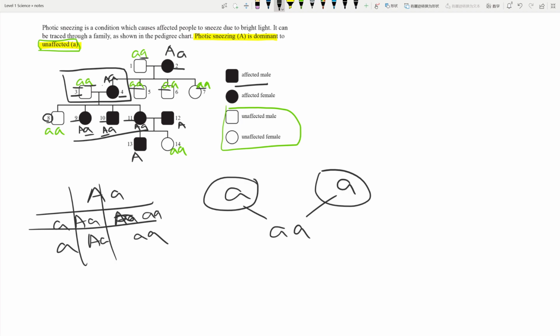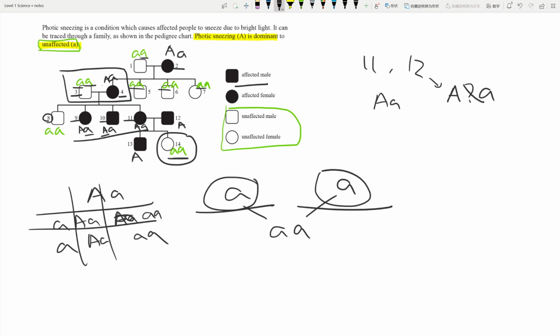Okay, so if you look at number 11, number 12, number 11 we know is going to be big A, small a. Number 12 is going to be capital A for sure, but we don't know what the other one is. But then if you look at number 14, number 14 has small a, small a. That means you would have got a small a from each parent. So this is not a question mark. This is going to be heterozygous. Okay, so hopefully it does make sense.